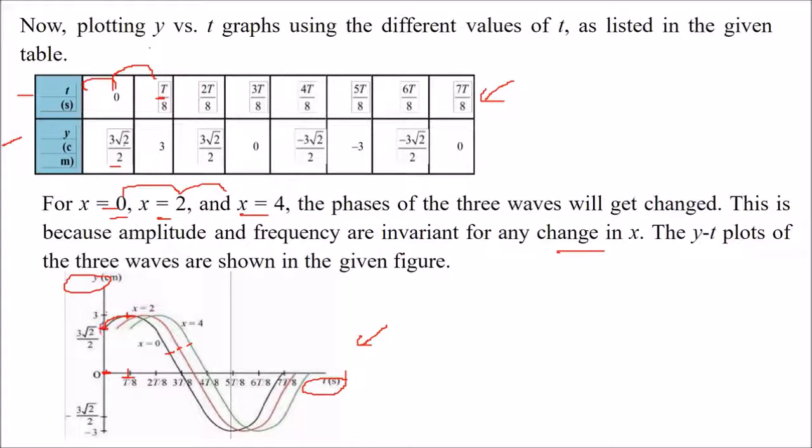So firstly this red will come. For x equal to 2, this second will come. For x equal to 4, the third will come. And you have to take the x-axis like this: T by 8, 2T by 8, 3T by 8, and the y, of course, you can take any 1, 2, 3 divisions.